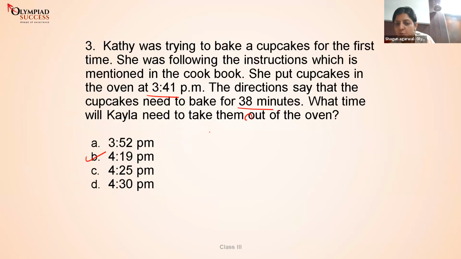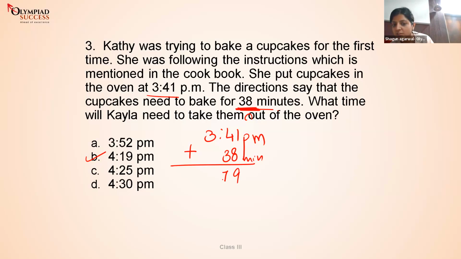B. So she's put it in the oven at 3:41 p.m. And it's taking 38 minutes to bake, which means it will bake for 38 minutes. So the time would be ahead when she will remove it. So that means I will add 38 minutes to this, correct? Now I know 1 plus 8 is 9. 4 plus 3 is 7. So giving me 79 minutes.